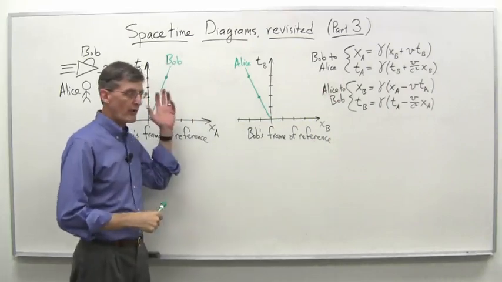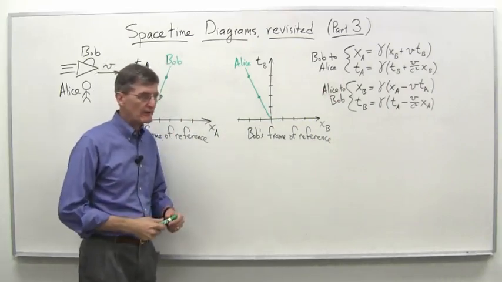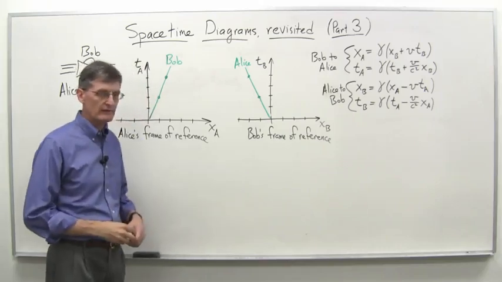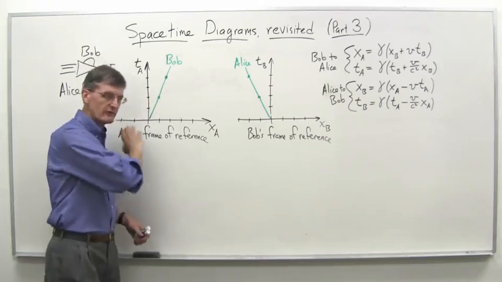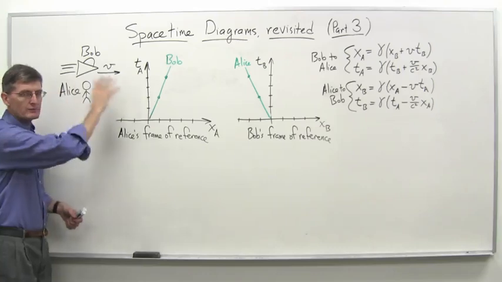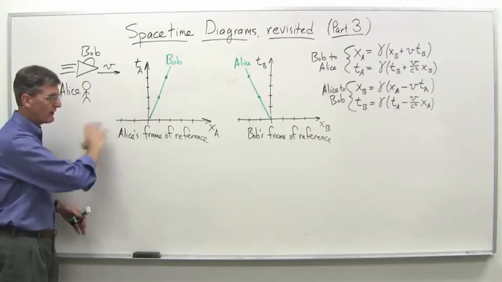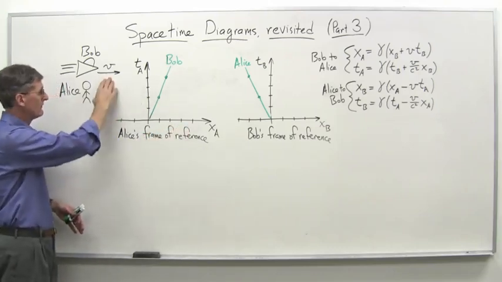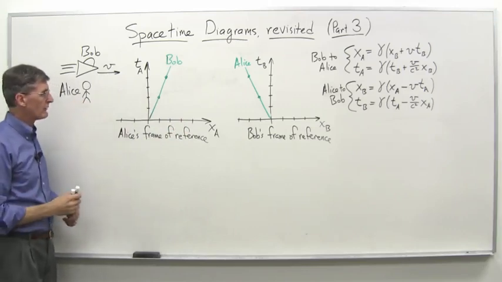Spacetime diagrams part 3, and now we get to bring in the special theory of relativity. So we've got one of our standard situations here. Let's revisit it. We'll have Bob traveling in a spaceship in the positive x direction, to the right, at velocity v. Alice will be observing.